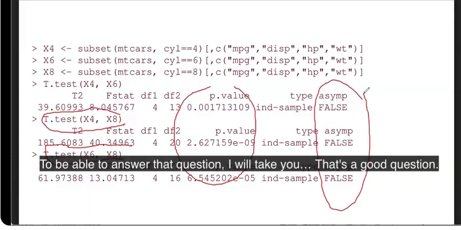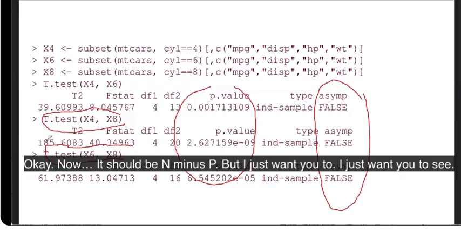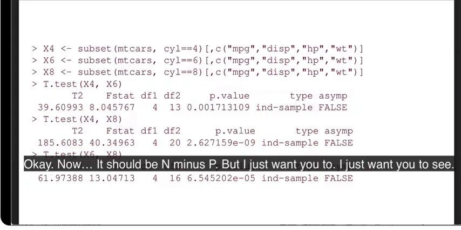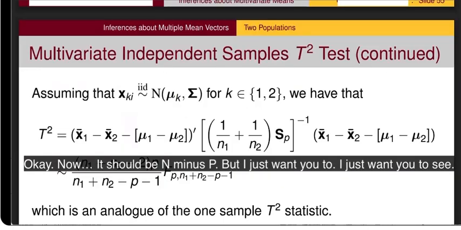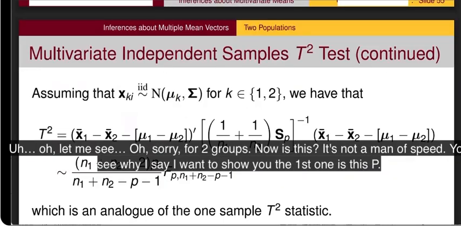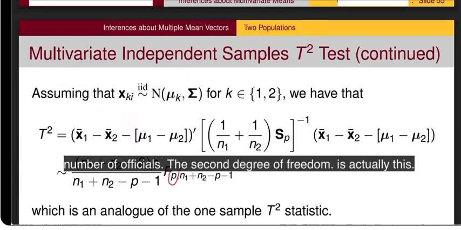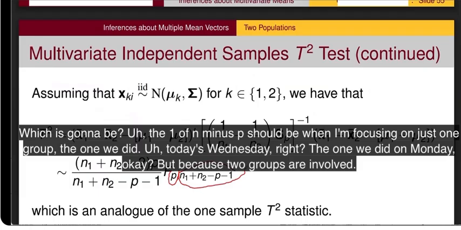To be able to answer that question, I will take you. That's a good question. Okay. Now, it should be n minus p, but I just want you to see. Let me see. Oh, sorry, for two groups, it's not n minus p. You see why I want to show you? The first one is this, p, the number of features. The second degree of freedom is actually this, which is going to be the one of n minus p should be when I'm focusing on just one group.